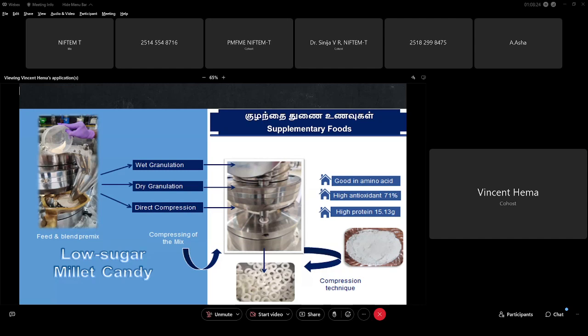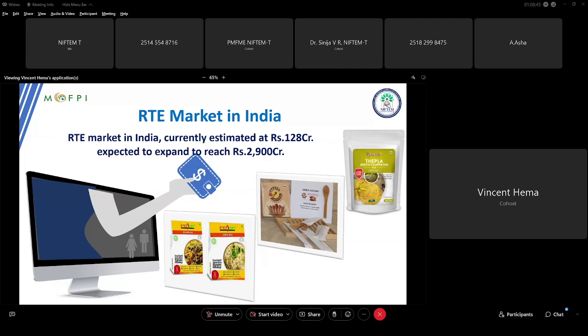Snack food is commercially available in first generation, second and third generation. By using this advanced technique, hand-pounded rice can be converted into a compressed supplementary food, which can be produced using the compression molding technique. And you can also see that the RTE, ready to eat food market in India, is currently estimated at 128 crore. It is expected to expand to reach 2,900 crore.